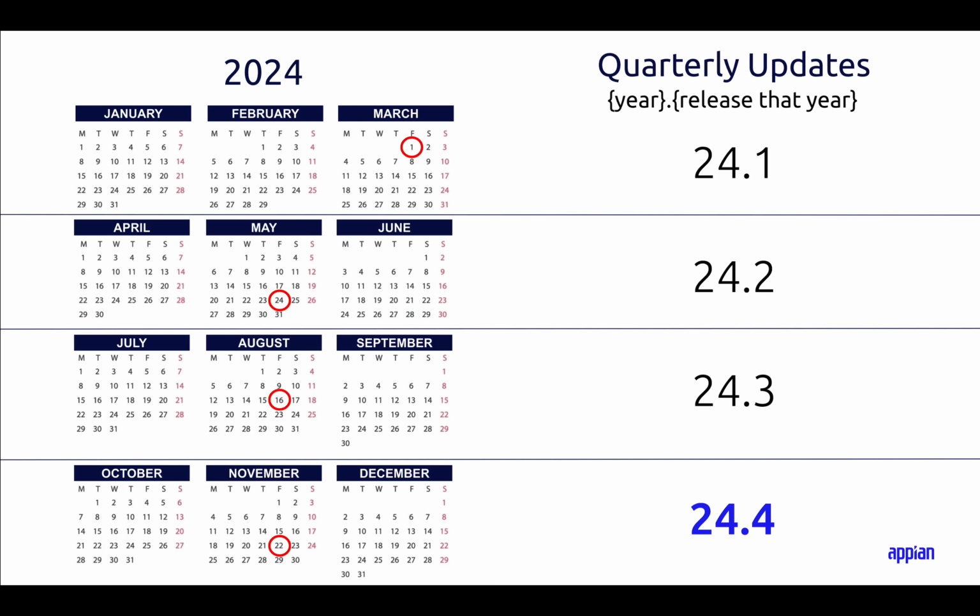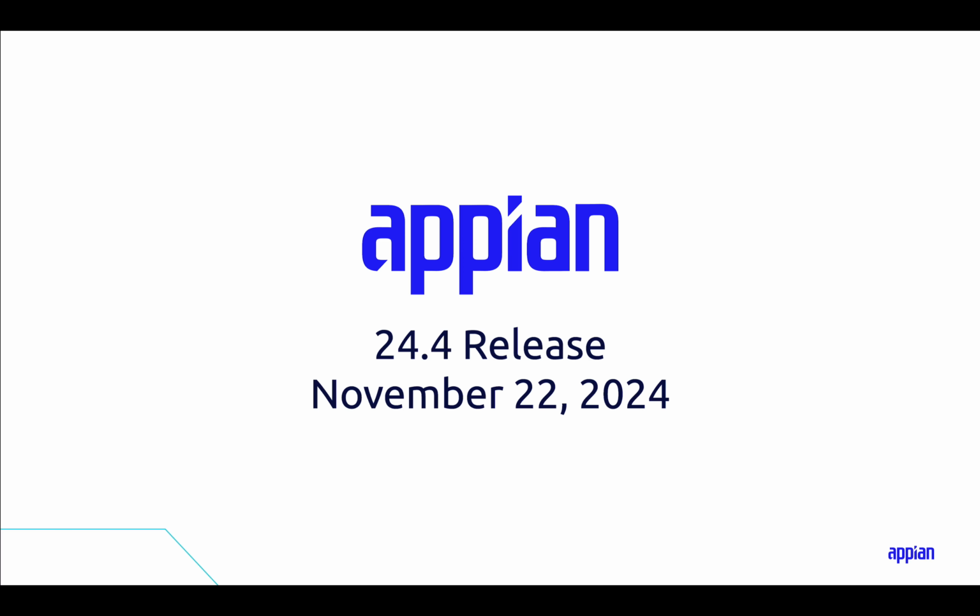Now, onto the content for this webinar. Today, we are showcasing the latest innovations in our 24.4 product release, the fourth and final release of the year following our 24.3 release back in August. Appian 24.4 will be GA next week on November 22nd. At that time, Appian Cloud customers will receive notifications allowing them to schedule their environments for upgrades, and self-managed customers will be able to download the new installer from My Appian.